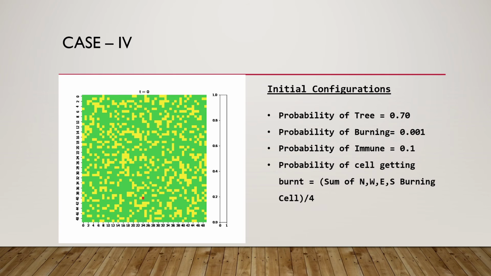Here we consider that a non-burning cell with a tree will get burned depending on the probability of its neighboring burning cells, that is, the north, south, east, west cells, divided by 4. Here is a visualization for the same.